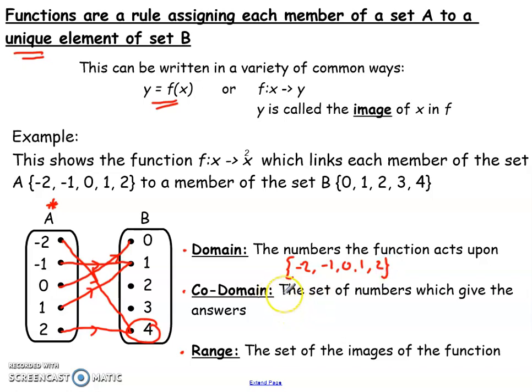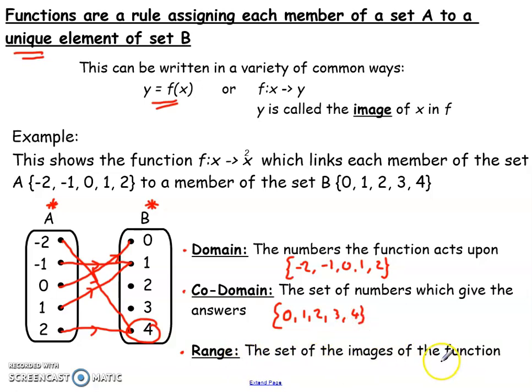The codomain is the set of numbers which give the answers. So it's the set of numbers I'm assigning it to, which contains all the numbers that give me the solutions. So in this case, it's B. So in this case, my codomain is the values 0, 1, 2, 3, and 4. My range is the set of images of the function.